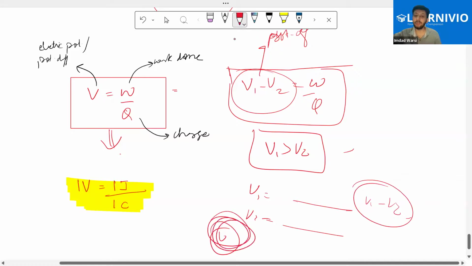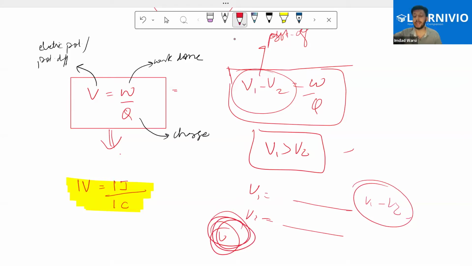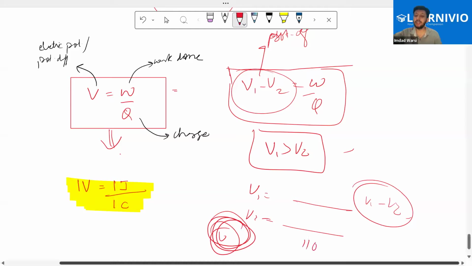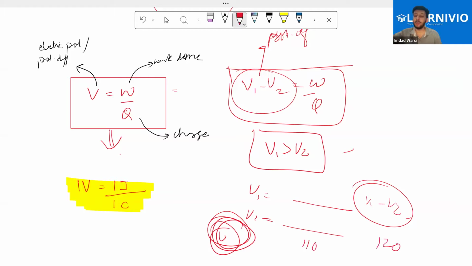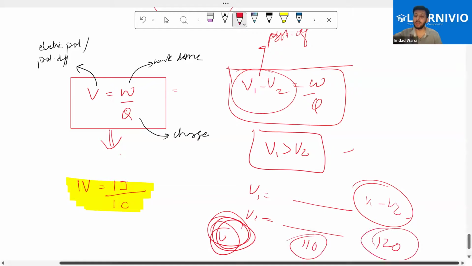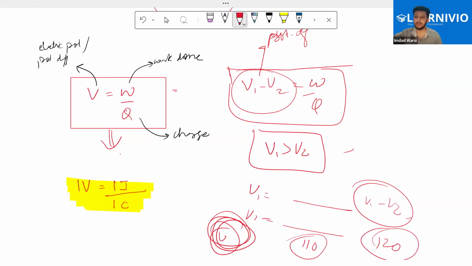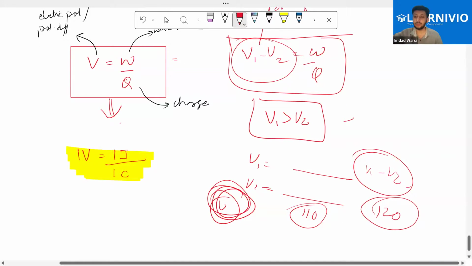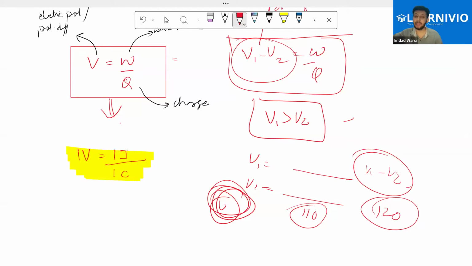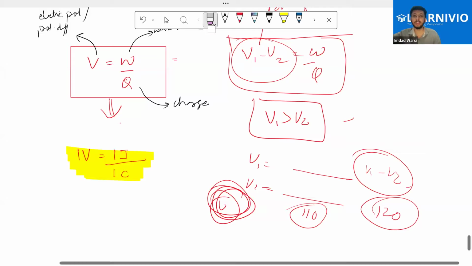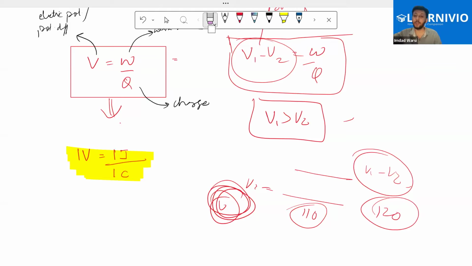If you write V only, will you be able to find it when I give you two potentials? If I say in a question the first potential is 110 and the other potential is 120, what will you write as V? 110 or 120? You can put anyone. That is why we are writing V1 minus V2, because we have two potentials. That becomes V, that is a different thing, but we have to write V1 minus V2, because that is the potential difference between two given fixed points.